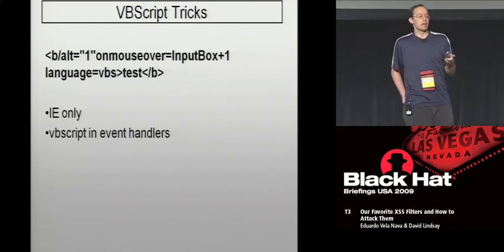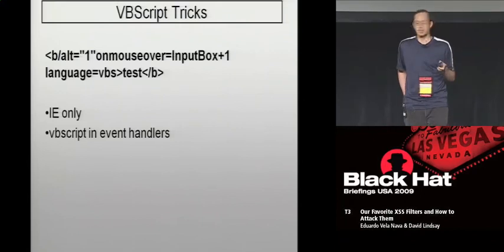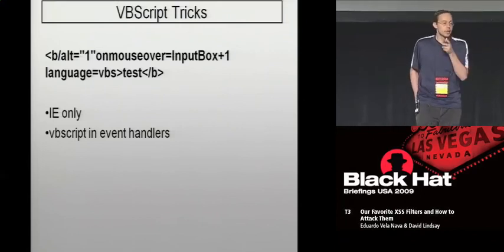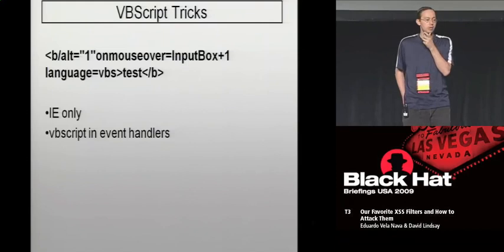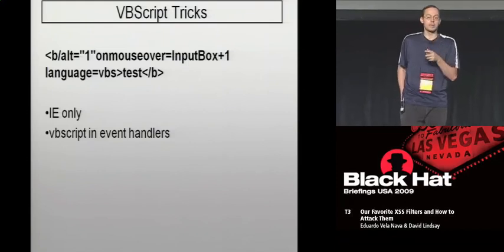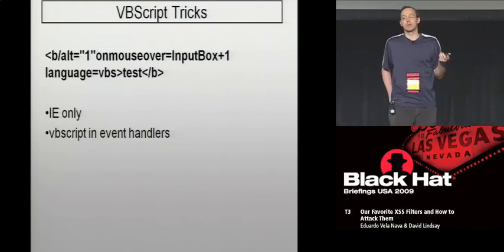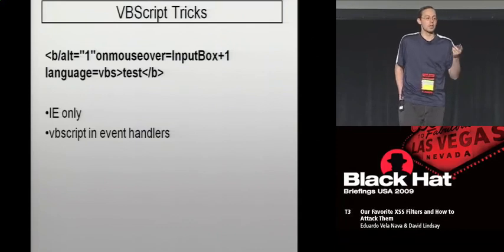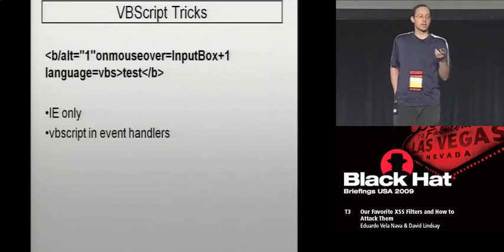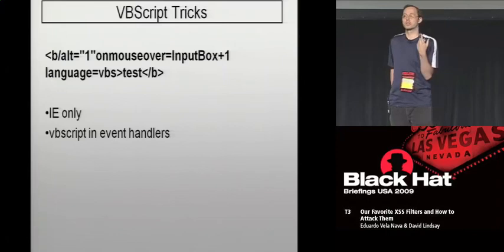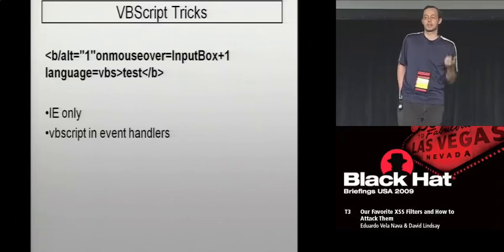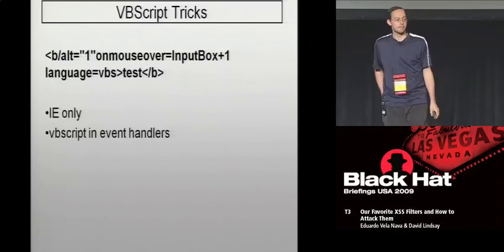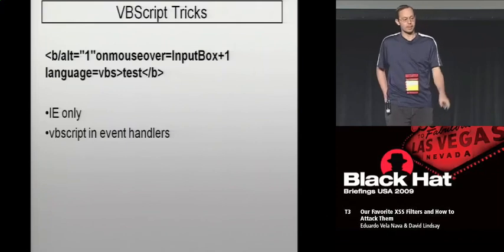But in this case, this is something that I believe Gareth Heyes pointed out, that you can use event handlers along with VBScript. And I'd never realized this before. I don't think a lot of people know this, but you include an attribute like language equals VBS, and then your event handlers will treat whatever code is after there as VBScript. So that's kind of a cool trick. And we'll see that one show up in a little bit.